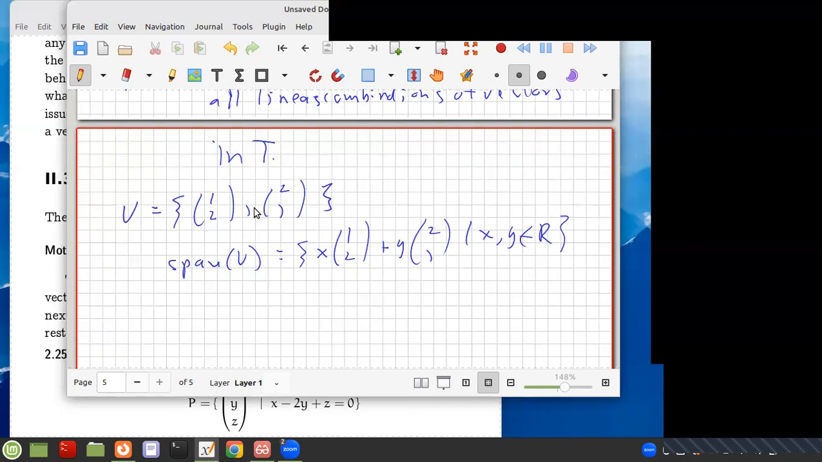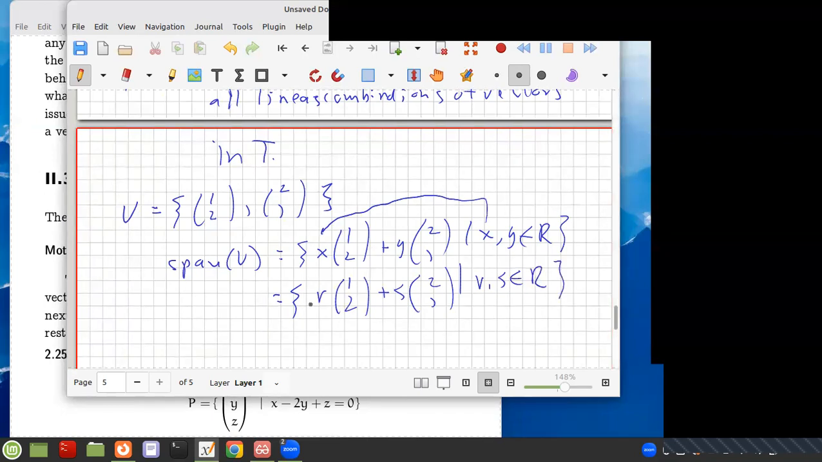Okay. How do you know to use the free variables x and y? You don't, because the free variables here are just placeholders. I could use other ones. I could say this is the same set. We've always used x and y as free variables, but I could just call this r(1, 2) plus s(2, 1), such that r and s are members of R. So these are the same sets. They're just different ways of naming the same sets.